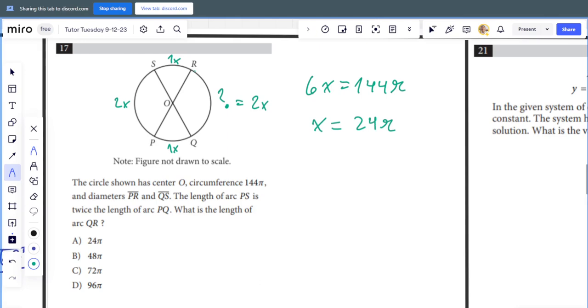And if we're trying to find arc length QR, remember we labeled this as the 2x side, twice the length of our base x. So 2x is going to be equal to 48 pi. That's going to be B. This is the digital SAT non-adaptive practice test number 2.